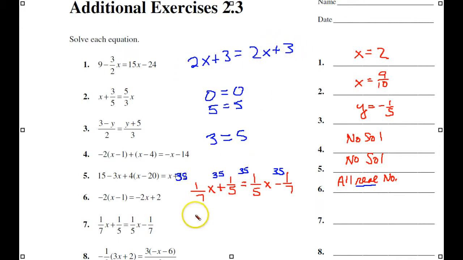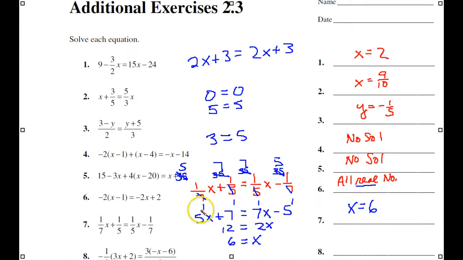Okay, let's jump down to 7 now. We figured out our common denominator is going to be 35. So 7 goes into there once, and 35, it goes 5 times. 5 goes into there once, and we're left with the 7. 5 goes into there once, and we're left with the 7. 7 goes into there once, and we're left with a 5. So we multiply through, and we get then 5x plus 7 equals 7x minus 5.